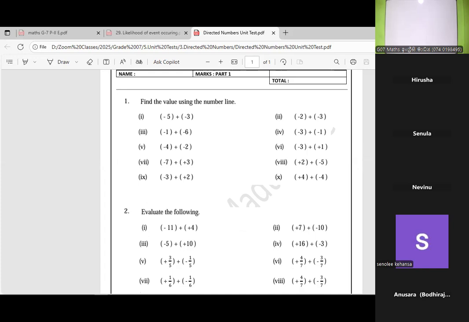So this is the paper that we are going to discuss right now. Then after discussing this paper, let's move to the lesson, likelihood of an event occurring. I think you have the answers with you, and you can check them out.